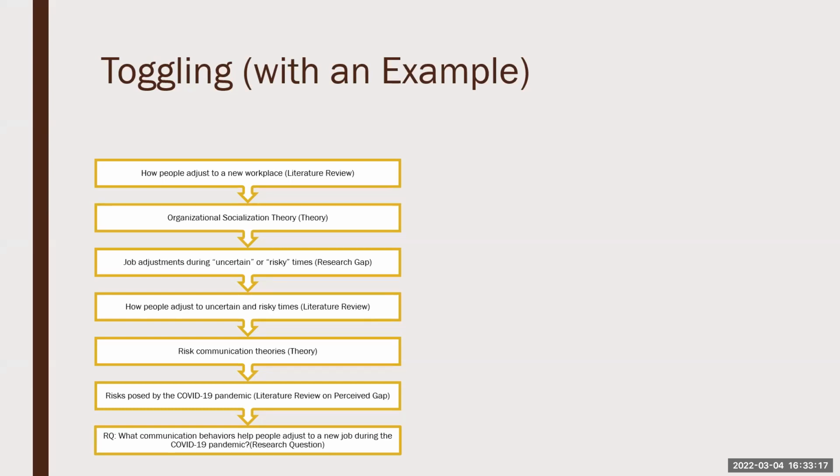What are the risks posed to organizational members in the COVID-19 pandemic, right? So you could think about social risks, economic risks, financial risks, health risks, a whole lot of different risks, and you could start reviewing this and combining this from your literature. So as you are going through all of this toggling process, right away, for me at least, it would suggest a research question.